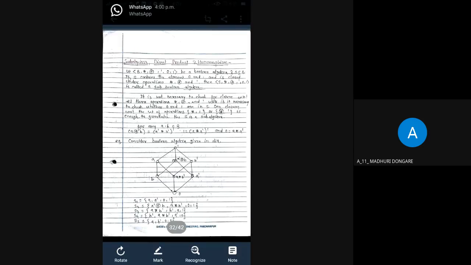Now check the next one: A star A's complement. Here we have defined the star operation between A and A's complement. The star operation deals with the least element, and here we have defined the least element as 0. That's why A star A's complement is equal to 0.